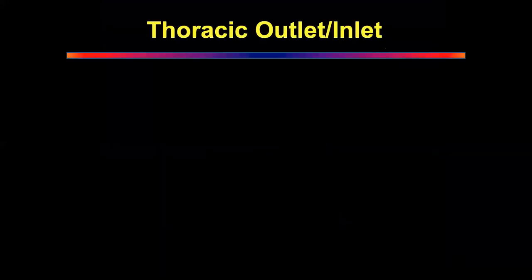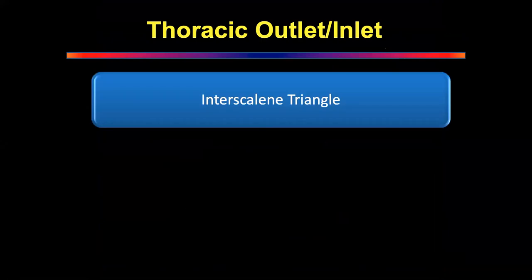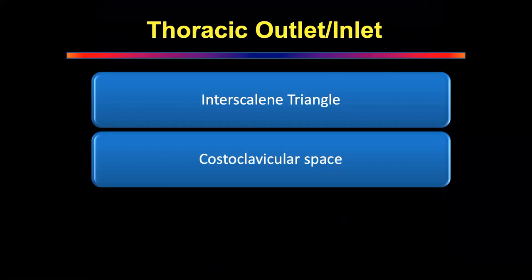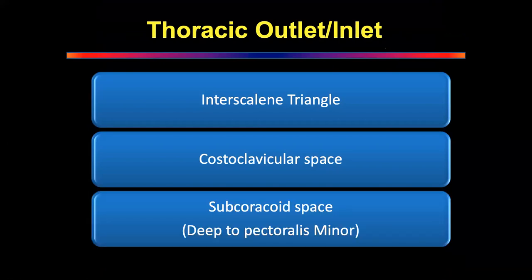Okay. So thoracic outlet has three main things which you have to understand. Now, I've put it straight out. I want everybody to understand the three main concepts of thoracic outlet where the trouble is. One is called the interscalene triangle. One is called the costoclavicular space. And then there's one which is called the subcoracoid space, which is deep to the pectoralis minor muscle. Okay? So these are the three spaces that you need to understand.